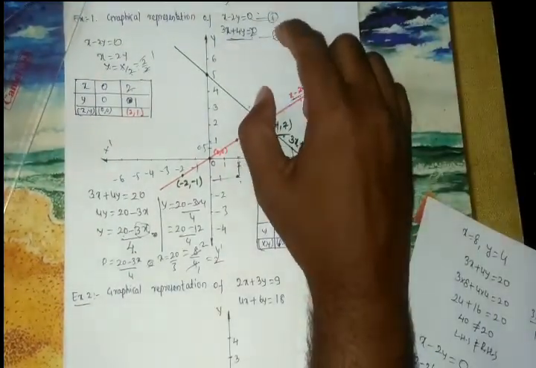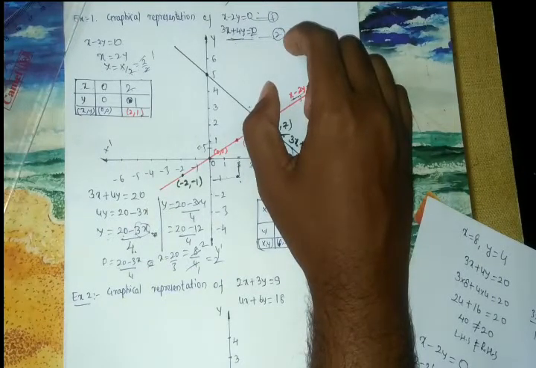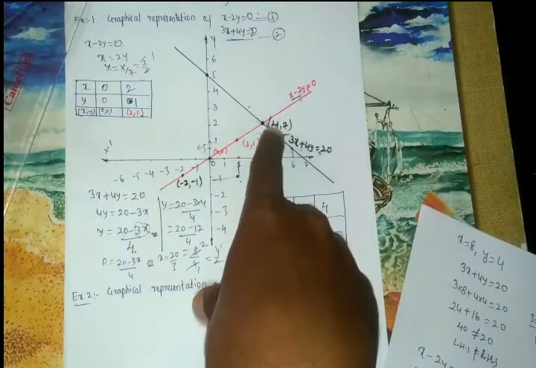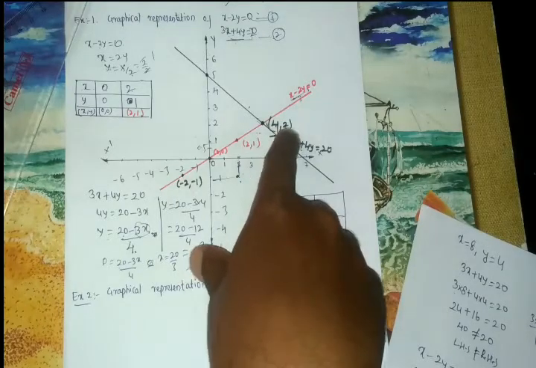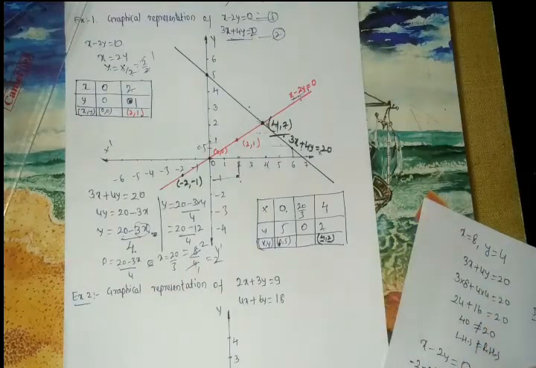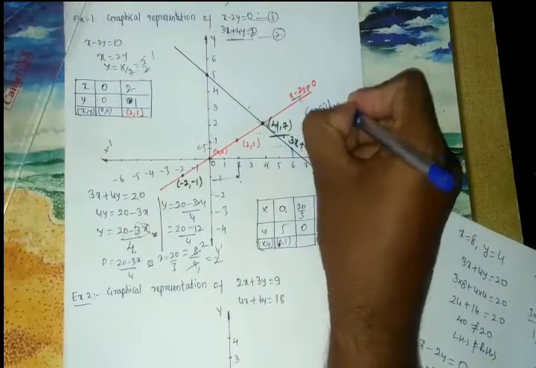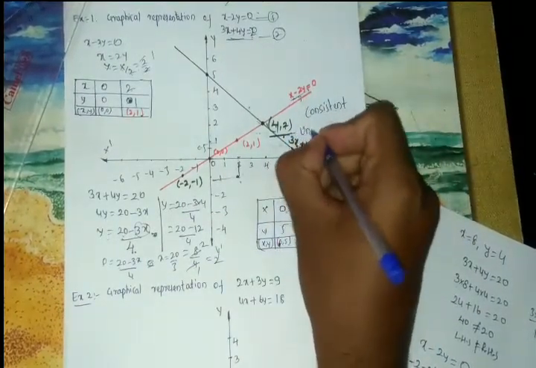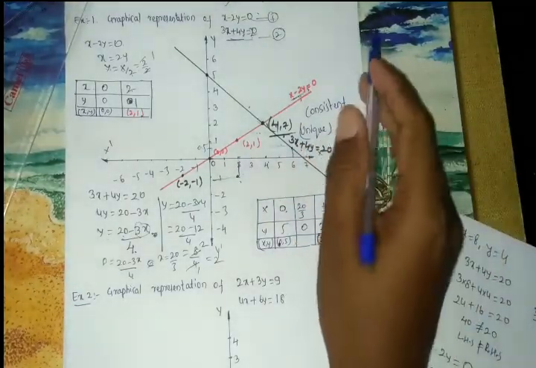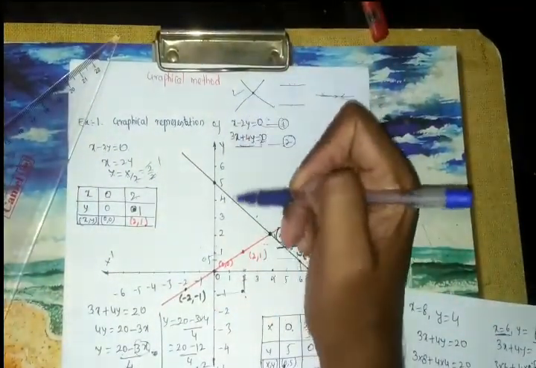So this type of pair of linear equations has exactly one solution, which is (4, 2). We call this a unique solution. Therefore it is called a consistent pair of linear equations. This term is important: consistent pair of linear equations. The solution is unique, exactly only one solution. So we have discussed one of the possibilities, that two lines intersect.